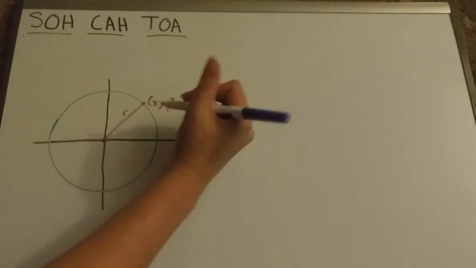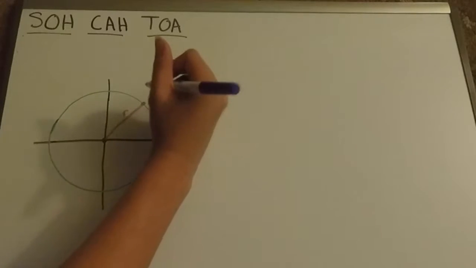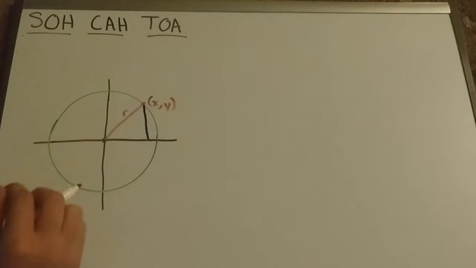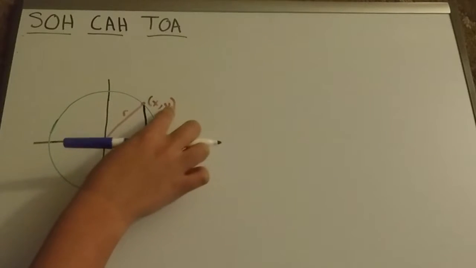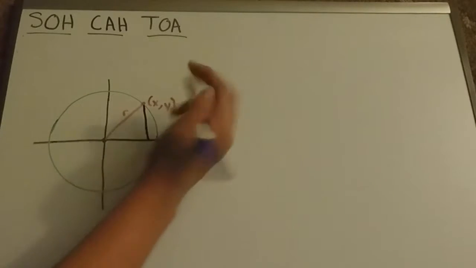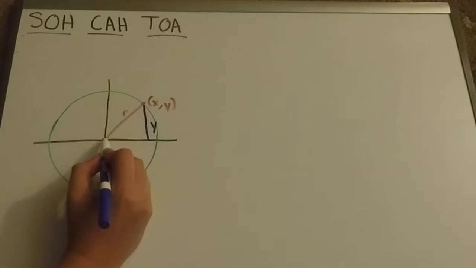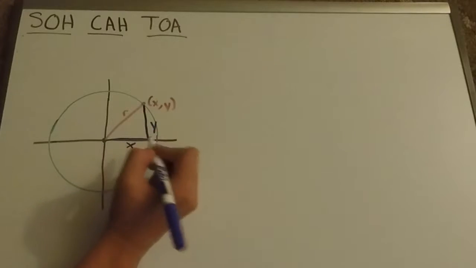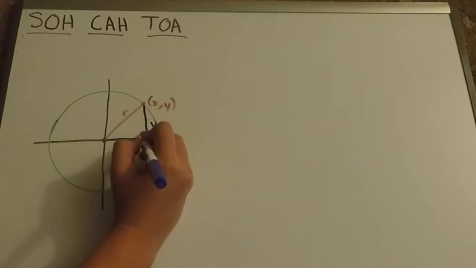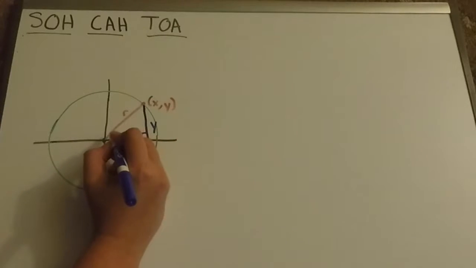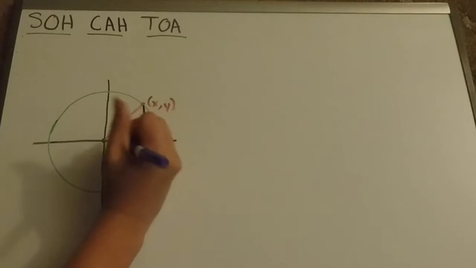Now if we draw a line from this point right down to the x-axis, we could label that distance y, because we know that the distance from that point to that point is y. Now that would mean that the line from the origin to the new point we just made would be x. And that would make a right angle at that new point. Then we would know that this angle right here would be theta.